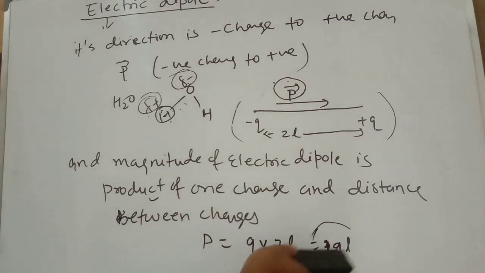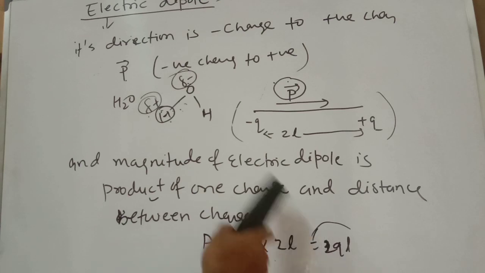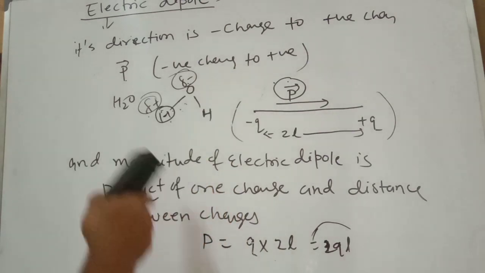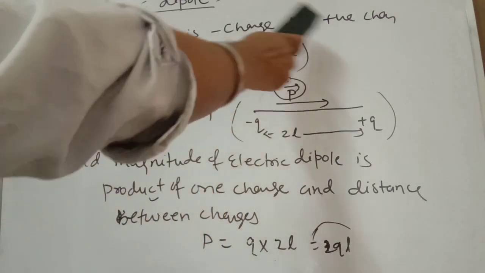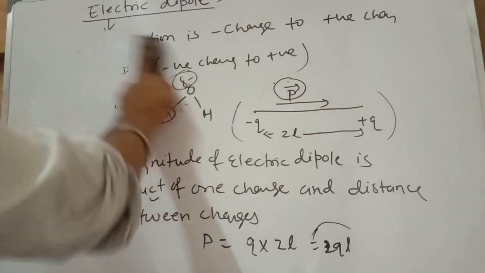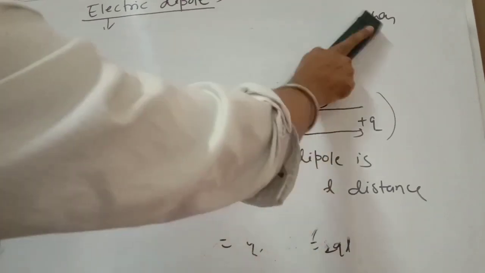So that is the magnitude of electric dipole moment: the product of one charge and the distance between them. The magnitude is charge times length, and the direction is always negative charge to positive charge. Now I am going to do a numerical based on electric dipole.